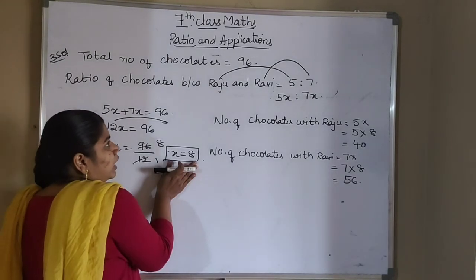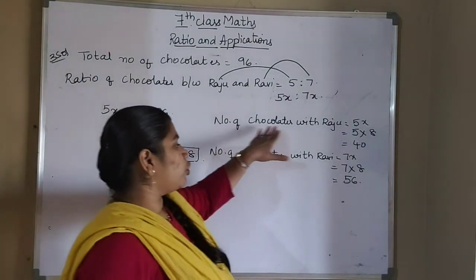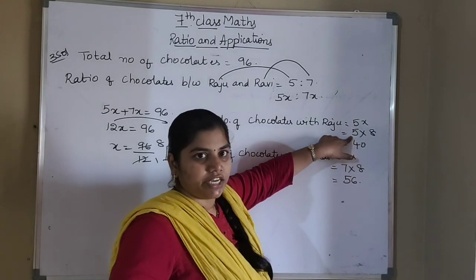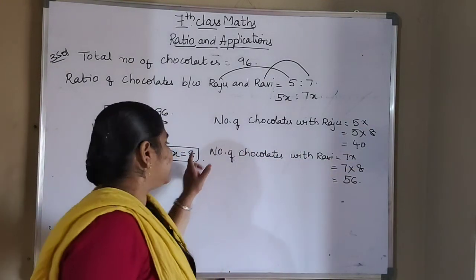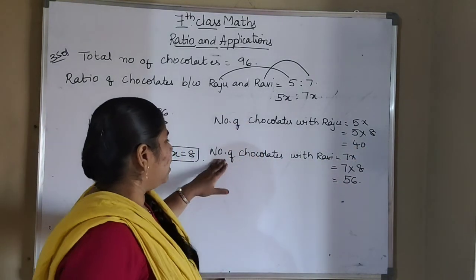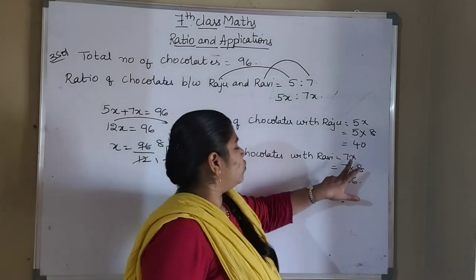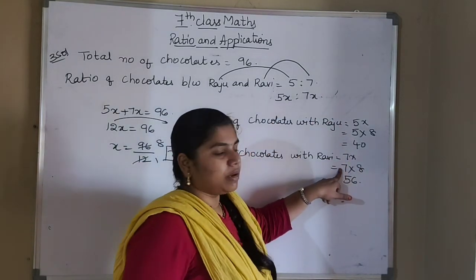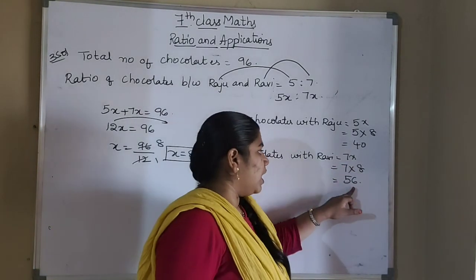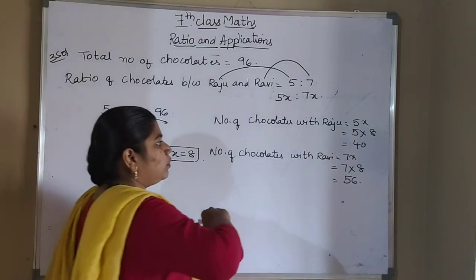Now this x value you have to substitute in these two ratios. Okay. So the number of chocolates with Raju is how many? 5x. 5 is a constant number. You can't change that. In place of x you got 8. So 5 eights is 40. Next, the number of chocolates with Ravi. So what is the ratio of Ravi here? 7x. 7 is a constant number which you can't change. In place of x is 8. 7 eights are 56. So the total number of chocolates with Raju is 40 and the total number of chocolates with Ravi is 56.